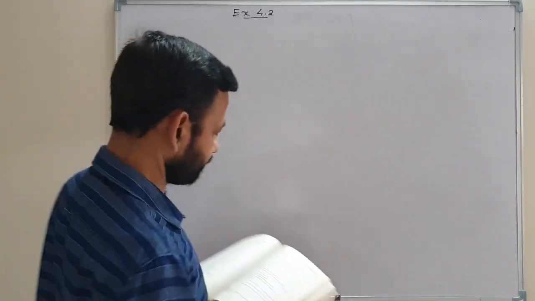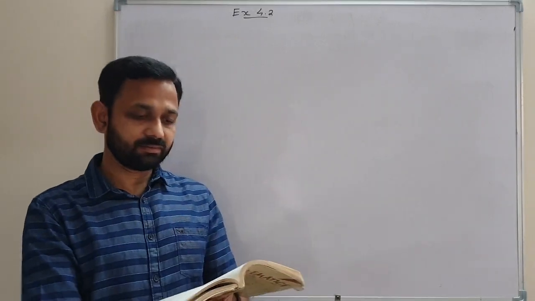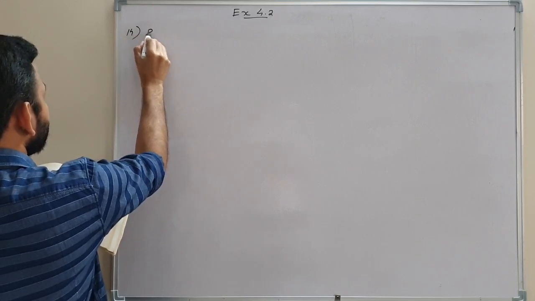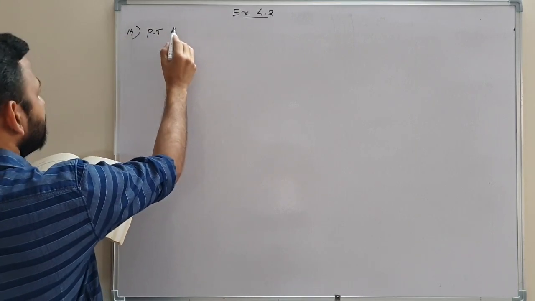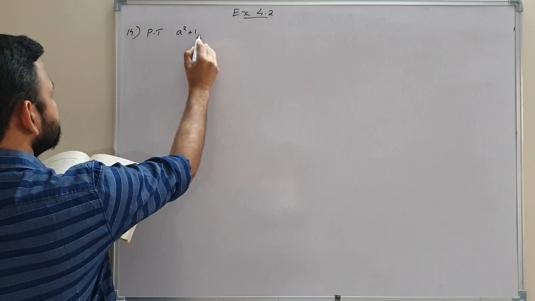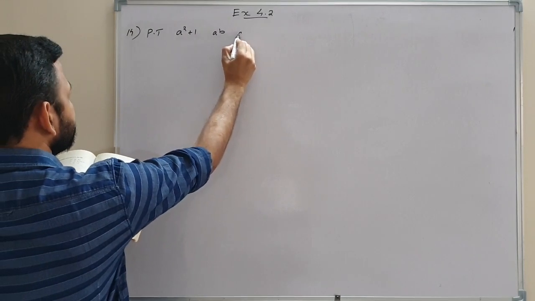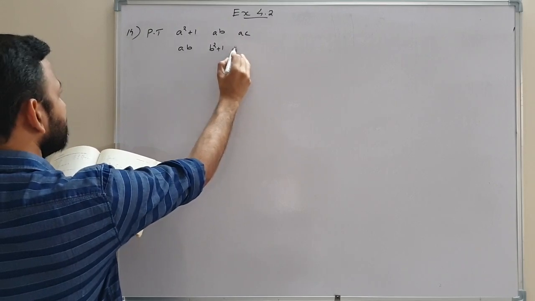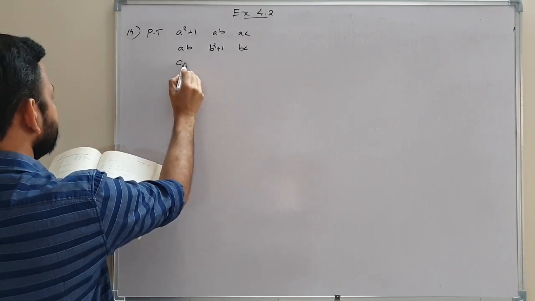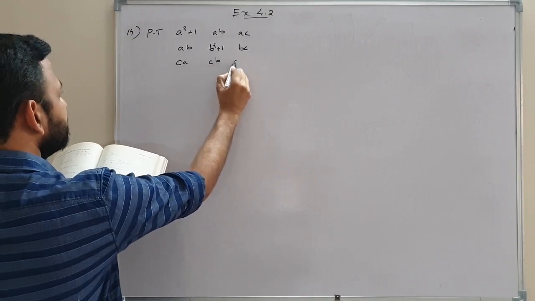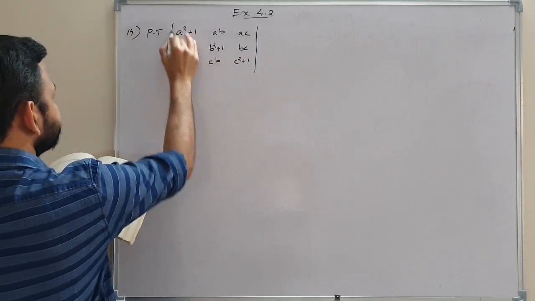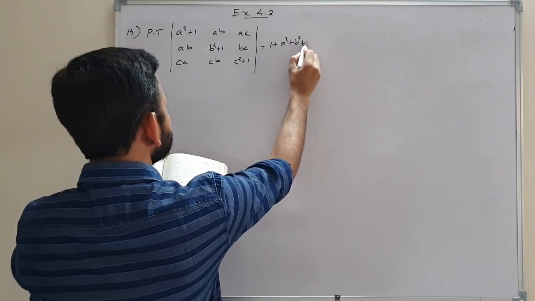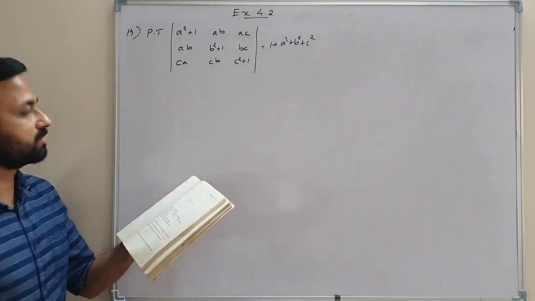Now we are going to do question number 14. Prove that the determinant with rows A square plus 1, AB, AC; AB, B square plus 1, BC; CA, CB, C square plus 1 is equal to 1 plus A square plus B square plus C square. So that is our question.